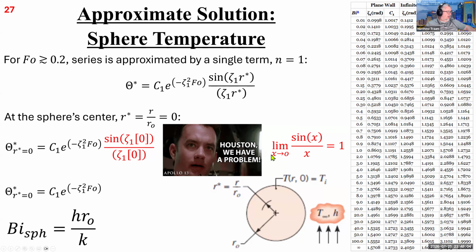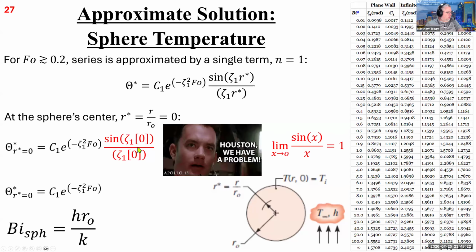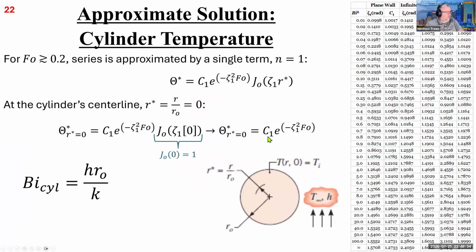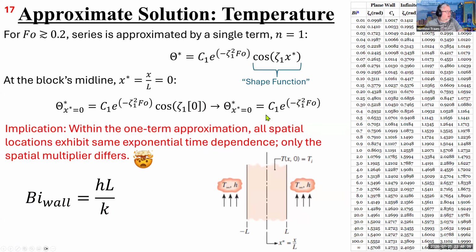But it turns out that the limit of sine x over x as x goes to 0 is just 1, right? So just like before, where we had this Bessel function of 0 equals 1, and we had cosine of 0 equals 1, happily sine 0 over 0 is just 1, right? And so the center line just becomes this equation. And now you've seen this 3 times, right? It's the same equation that we had here for a cylinder, and it's the same equation that we had here for a plane wall, right?